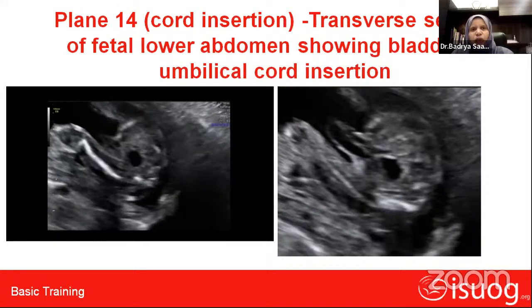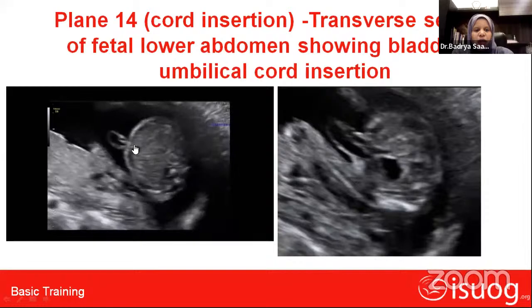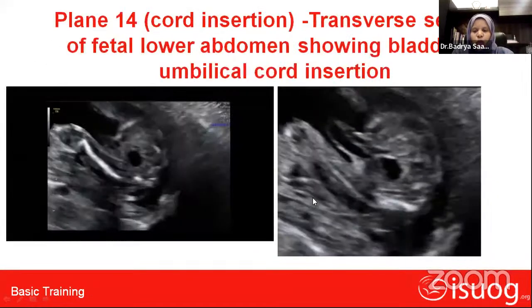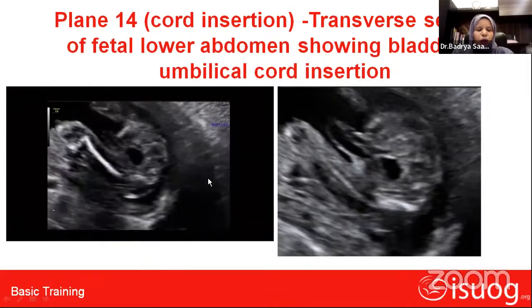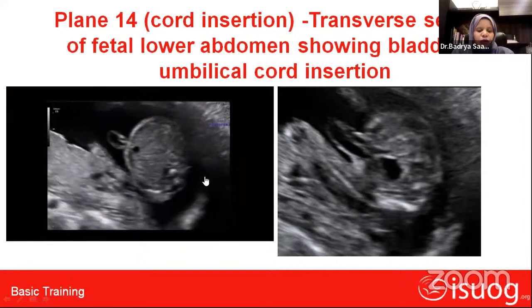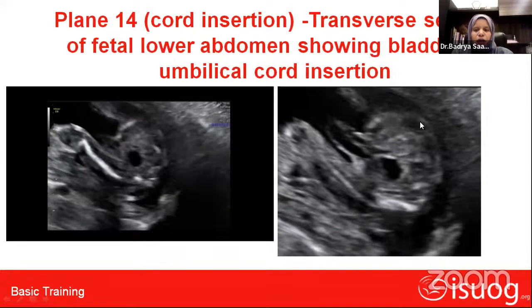Now, if we move down more, sliding down from plane 12, we are going more down to the lower abdomen. We will reach the cord insertion to the abdomen, and then the cord going to the part of the bladder. So here is plane 14, where you can see the cord insertion to the abdomen. So you can see here the whole abdomen integrity. You see the abdomen circumference, all is complete. There is no defect, there is no omphalocele. And also the cord is inserting to the belly and it will go para bladder.